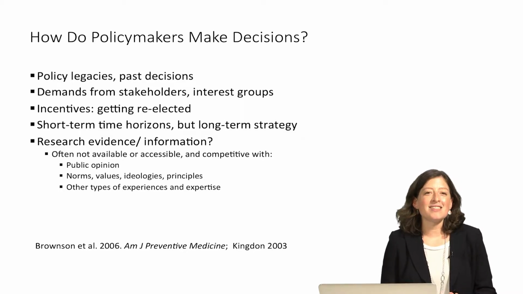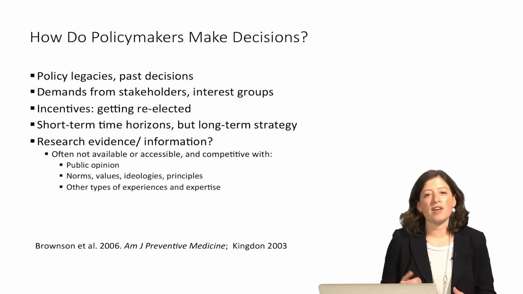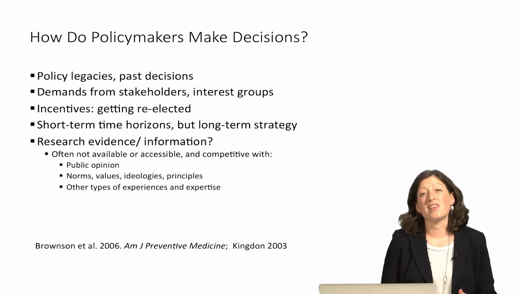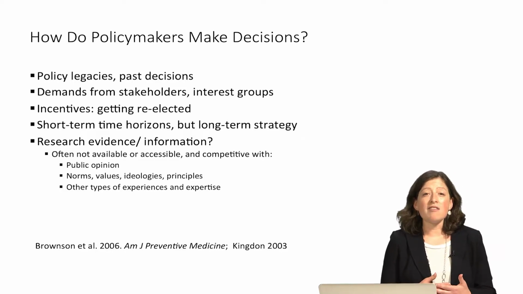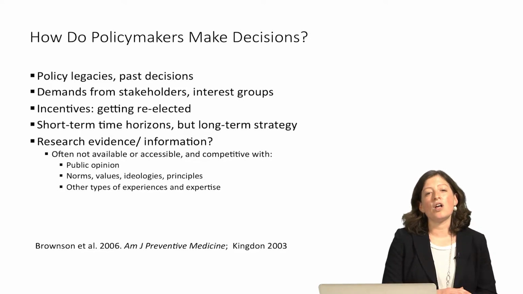Individual policymakers have policy legacies that they're concerned about. They have past decisions that they want to keep up with. And so policymakers' past decisions can often influence the way they're going to vote or think about issues that are emerging. They also have demands from stakeholders, from interest groups. And ultimately, policymakers have an eye on their own personal incentive, which, particularly in an election year, is making decisions that they judge to be aligned with getting reelected and having their constituents' support. I think it's also important to understand that a lot of policymaking happens on a very short-term time horizon, but each individual decision may be part of a longer-term political strategy to carve out their record in a particular policy arena.